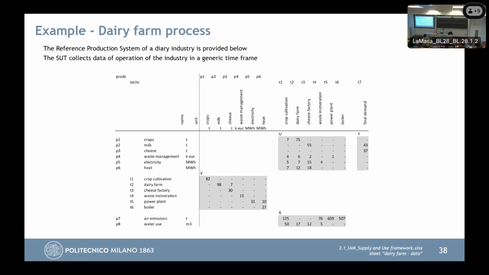Have you spotted the error? Is there an error? Let's see. Consumption of crops. So we have the crops here consumed by crop cultivation. And why is this supposed to be an error?